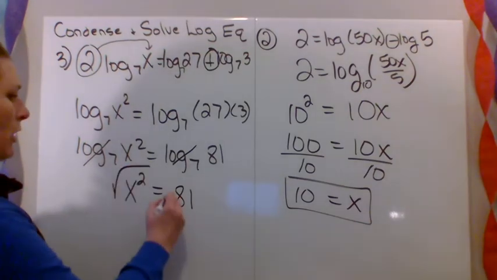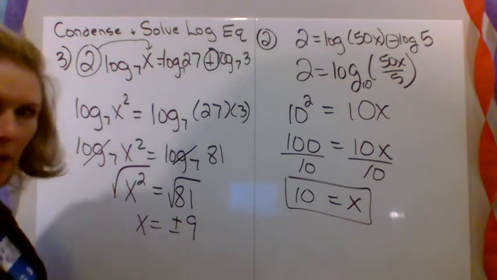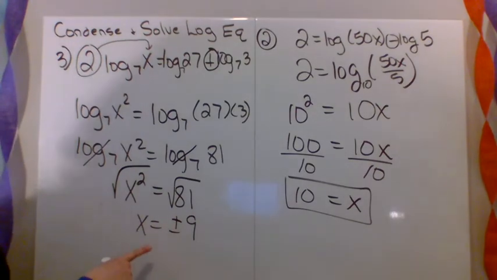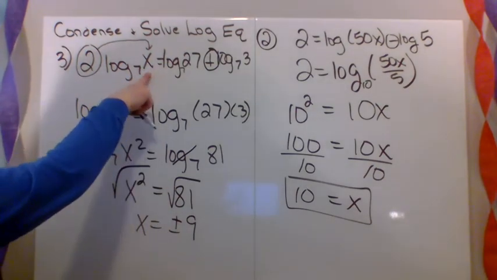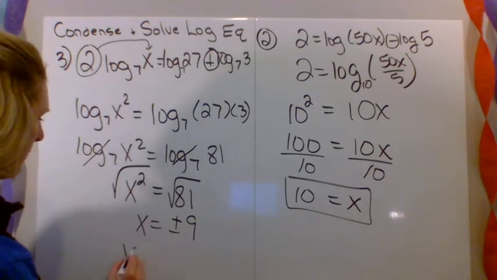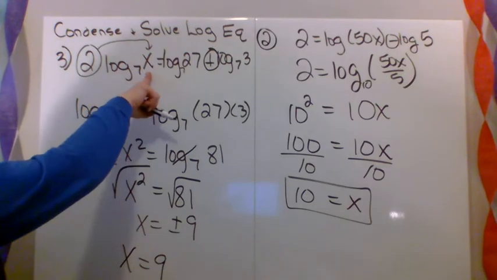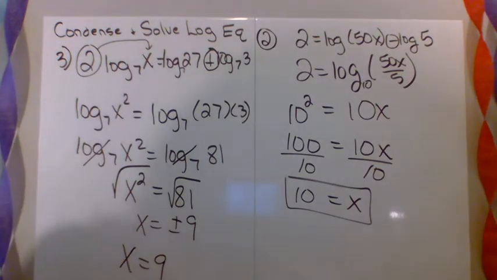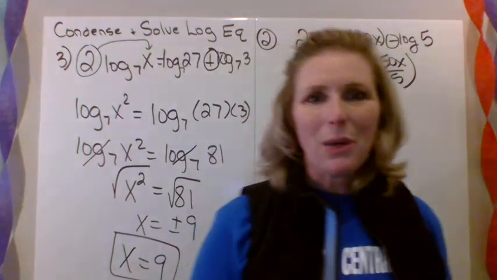I'm going to take the square root of both sides, and x equals plus or minus 9. Remember, you always have to go in and check. If x equals positive 9, that's okay. I can take the log of a positive number, so x equals 9. If you plug negative 9 in there, you can't take the log of a negative number, so I have an extraneous answer, and x equals 9 is my only good answer. Hope this helps, Algebra 2.